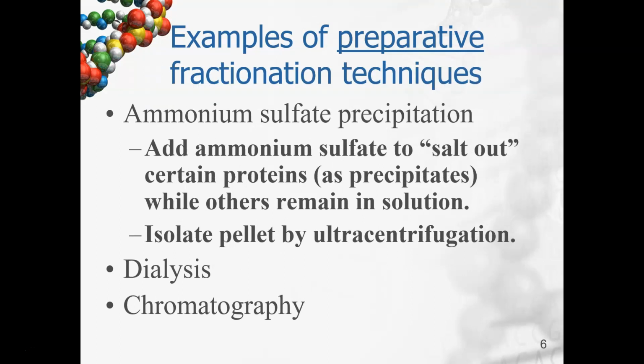So let's talk about some examples of preparative fractionation techniques that we can use. One is ammonium sulfate precipitation. So what we can do is we can add highly purified ammonium sulfate, which will salt out certain proteins as precipitates while leaving others behind in solution. And if we do that, we can separate some proteins from others by ultracentrifugation.